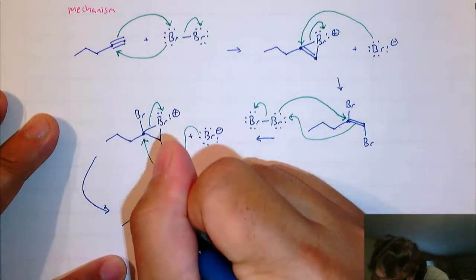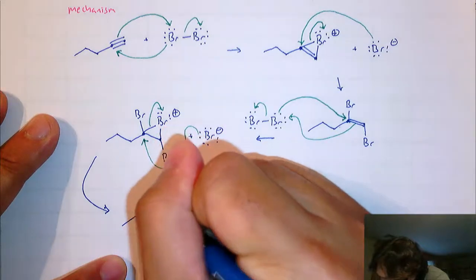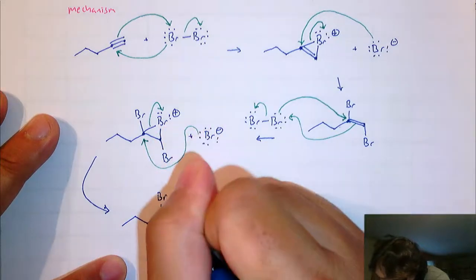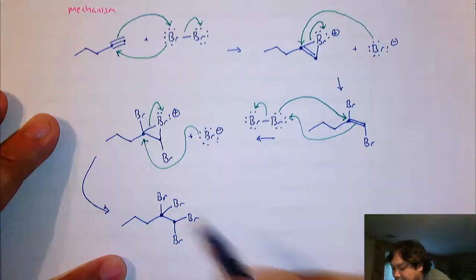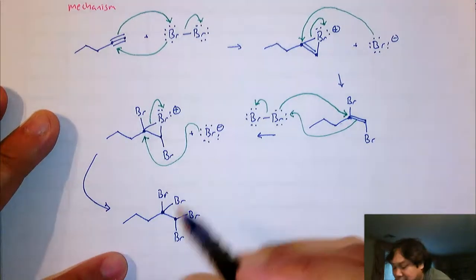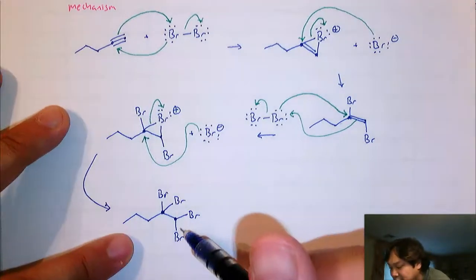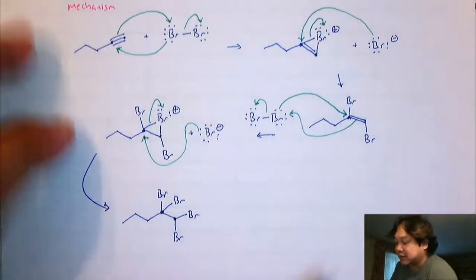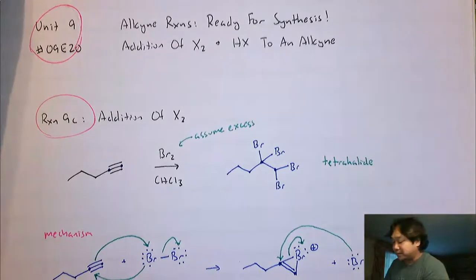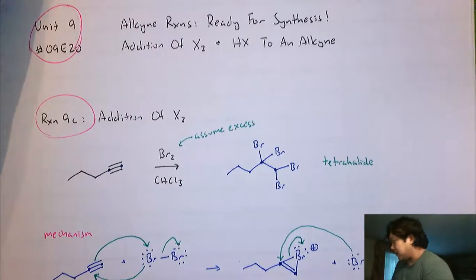Dot. And now nothing is chiral. Make it look pretty, but it doesn't really matter how you orient the BR as long as you make it look tetrahedral or spread out. That's it. That is addition of X2. This actually might be faster than I had imagined.